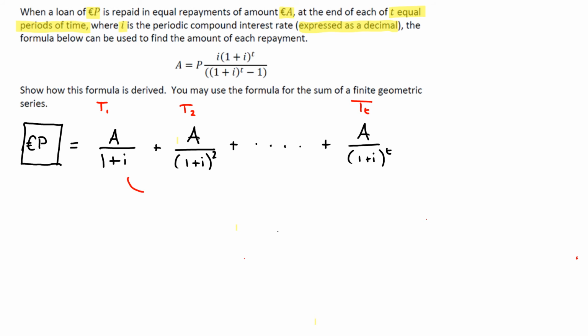So to figure out how do we jump from one to the other, we're multiplying it by 1 over 1 plus I. So that will be our common ratio for the geometric series.